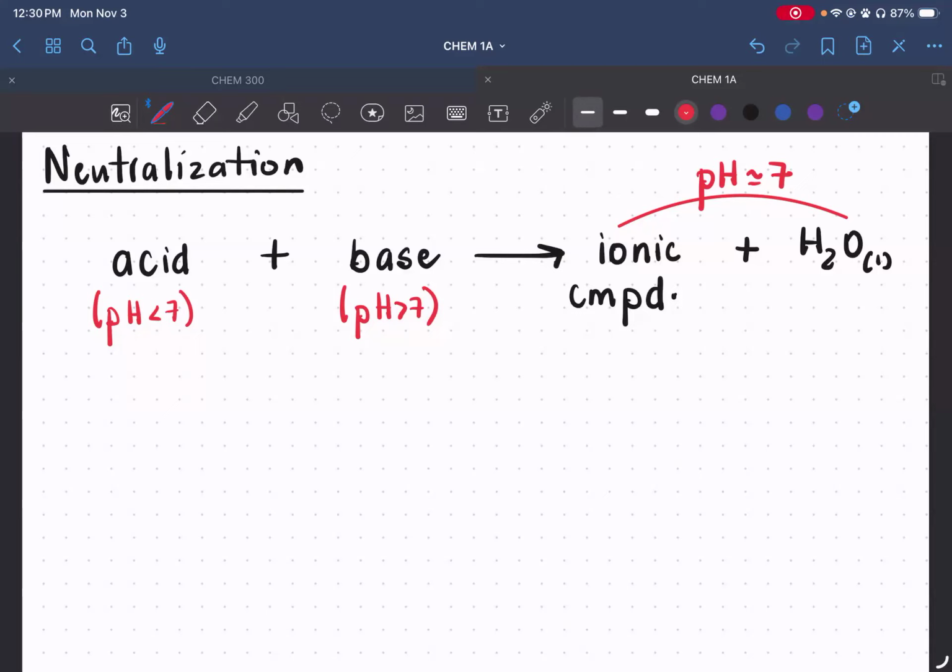Water, of course, acts as both an acid and a base. It's right smack dab in the middle. Maybe sometimes we'll see it around 6.9. Maybe sometimes we'll see it around 7.2, but it's going to be within that nice range of around 7.